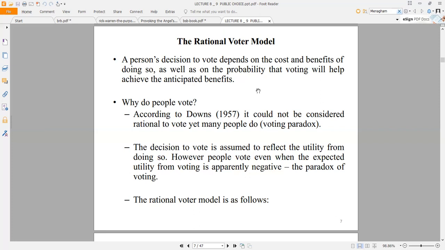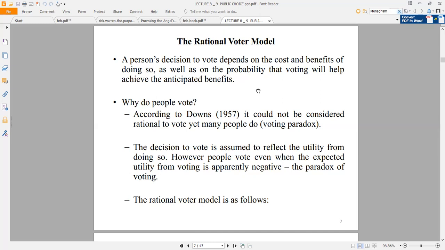But most of the time, the expected utility that we get from voting is negative. So just like any other commodity, if the utility is negative, you don't have to consume. If the expected utility that we are getting from voting is negative, then we shouldn't vote at all. Yet people vote. So this gives rise to what we call the voting paradox. The expected utility from voting is negative, yet people are still engaging in this voting process. In economics, when you're getting a negative utility, you don't consume. But here, people are getting negative utility, but they are voting.